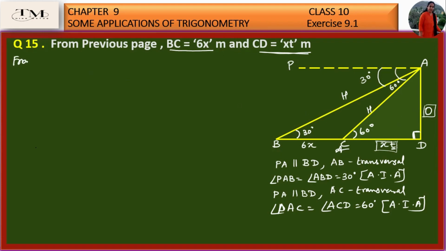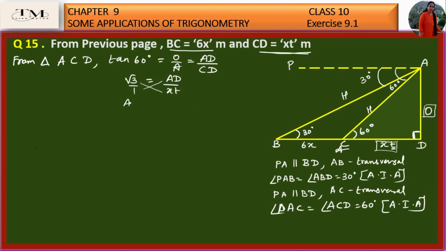So from triangle ACD, we have tan 60 degrees equal to opposite by adjacent. The opposite is AD, and the adjacent side is CD. Tan 60 is root 3. So root 3 is equal to AD by CD, and CD is equal to xt. So this is root 3 by 1. Just cross multiply: 1 into AD is equal to root 3 xt. So AD equals root 3 xt. Let us call this equation 1.